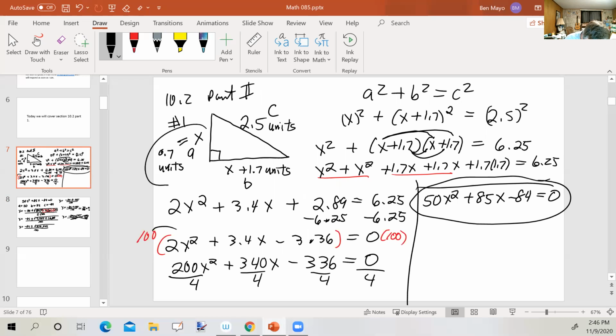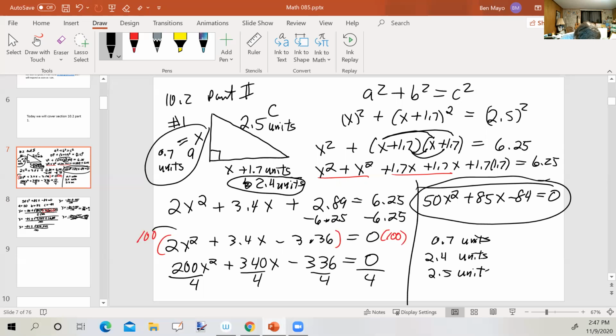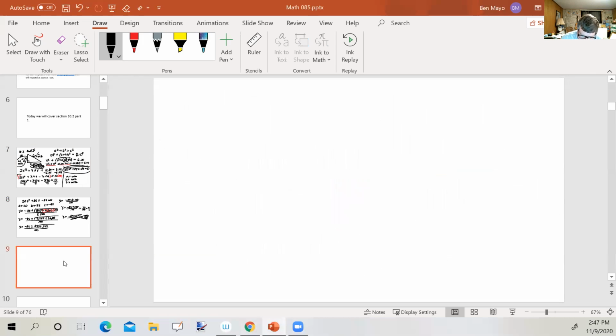Okay. This is 0.7 plus 1.7, which would be 2.4 units. That's a B there. So our dimensions are 0.7 units, 2.4 units, and 2.5 units. So the shorter leg is 0.7 units, the longer leg is 2.4 units, and the hypotenuse is 2.5 units. Okay. Now we're going to go on to problem number 3.